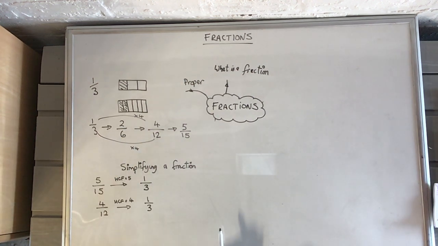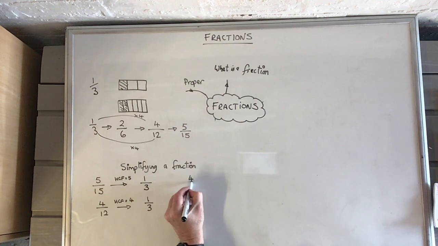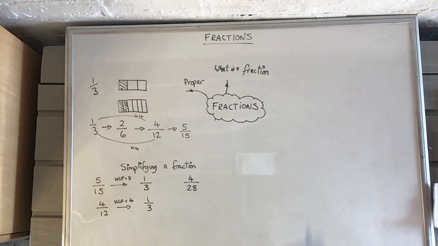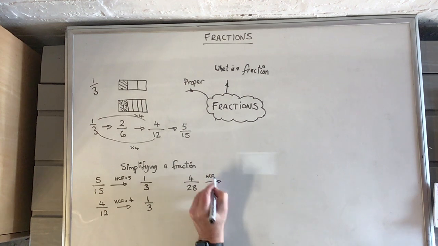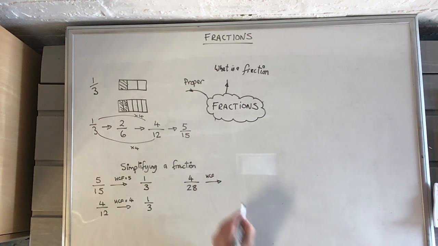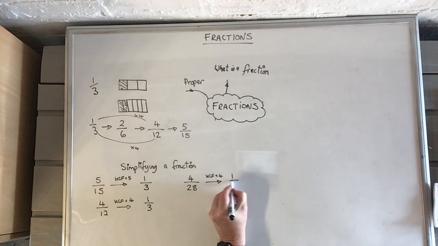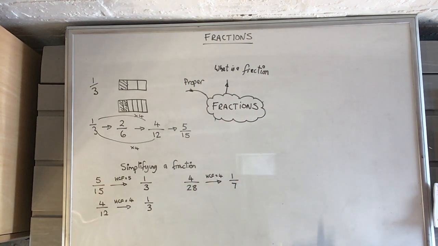As we already know, because we know all these are equivalent. Let's try ones that we haven't used yet. What about 4 over 28? Well, we'll look for the highest common factor. Hopefully you know that the highest common factor is 4. 4 into 4 goes once. 4 into 28 goes 7 times. So that's equivalent to 1 over 7.